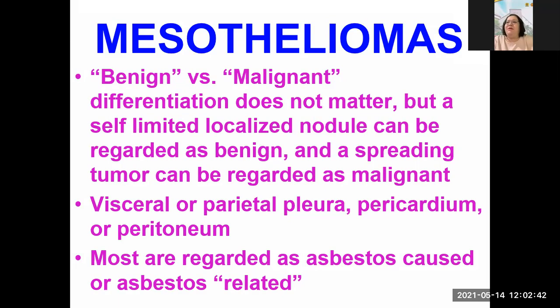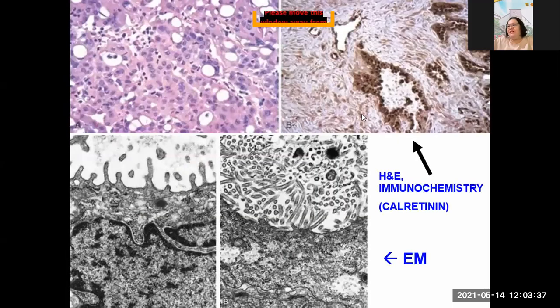So mesotheliomas can be benign versus malignant. Differentiation does not matter, but a self-limited localized nodule can be regarded as benign, and a spreading tumor can be regarded as malignant. So visceral or parietal pleura, and then the pericardium and then the peritoneum, they may develop mesotheliomas. Most are regarded as asbestos caused or asbestos related. And I was mentioning earlier that asbestos is considered carcinogenic. So this is a sample of a mesothelioma. Okay. And then with an H&E stain, this is a sample of that.